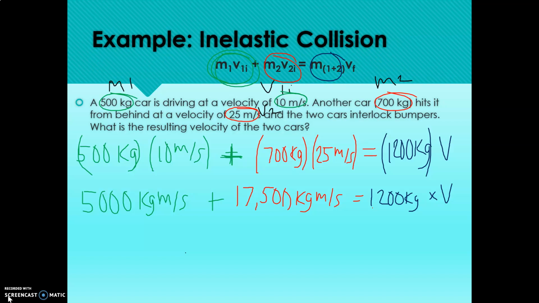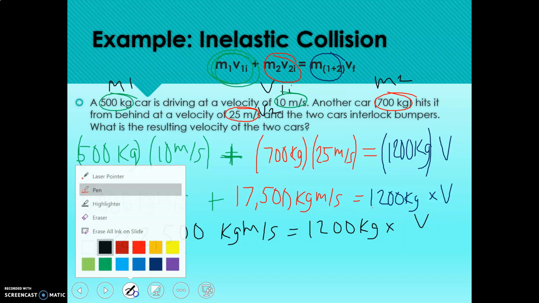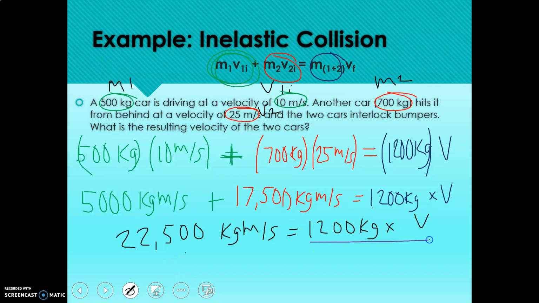So we now need to simplify again. So 5,000 plus 17,500 is going to give us 22,500 kilograms meters per second equals 1,200 kilograms times your velocity. And as always, we need to get velocity on a side by itself. So we need to divide by this 1,200 kilograms, so that all that cancels out on the right-hand side. And what we do to that side, we have to do to this side. So those units will cancel out. So then we're left with 22,500 divided by 1,200.